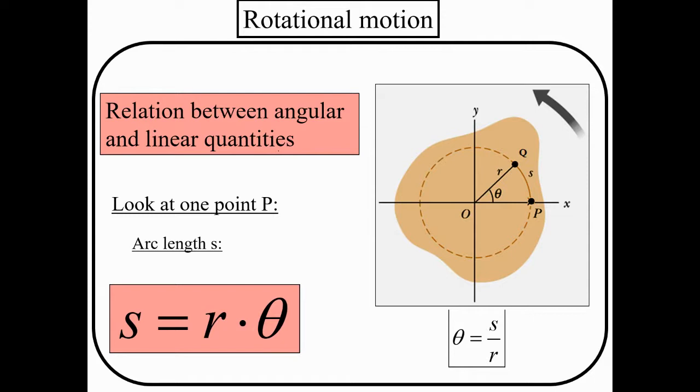Now let's come to the relation between the angular position and the linear position. Linear position is x, and angular position is theta. Am I right or not? Angular position is theta, linear position is x. What is the relation between these two?